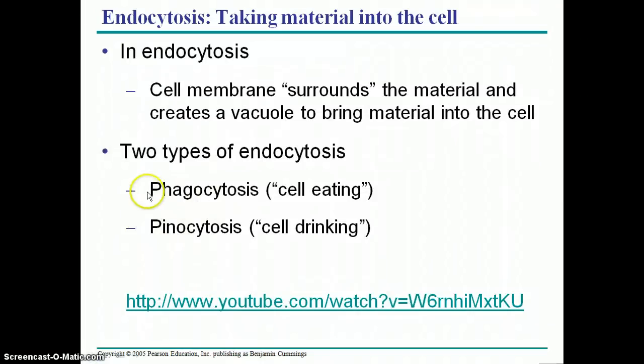Endocytosis has a special kind called phagocytosis, which literally means phag, P-H-A-G, means to eat. And so it's called cell eating when the cells eat something, like that amoeba just ate a piece of food. Pinocytosis means cell drinking. Those you do not need to have memorized.